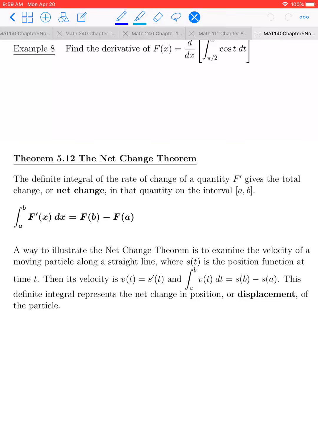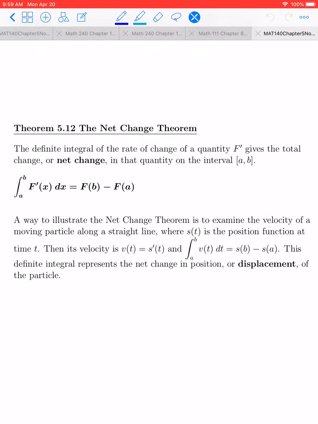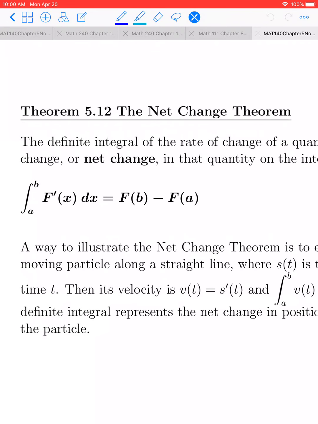The next thing we're going to look at in this section is Theorem 5.12, which is the net change theorem. The definite integral of the rate of change of a quantity F prime gives the total change or the net change in that quantity on the interval a to b. For example, if we wanted the net change of a function capital F over a to b, that's going to be the definite integral from a to b of its derivative, F prime of x dx, which we know from the first fundamental theorem of calculus would be just F of b minus F of a.